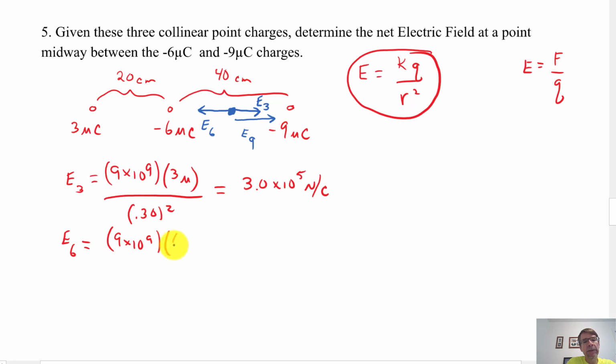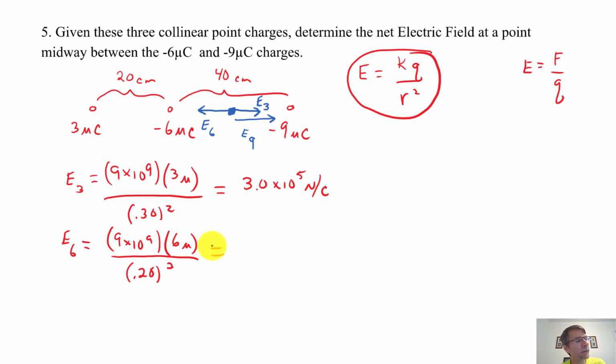Then E sub 6 is 9 times 10 to the 9th times 6 microcoulombs over, now you're 20 centimeters, 0.20 squared. So 9 times 10 to the 9th times 6 times 10 to the negative 6th. Do that first, and then divide by 0.20 squared. Divide by 0.20 twice. And you get a bigger number. It's 13.5 times 10 to the 5th.